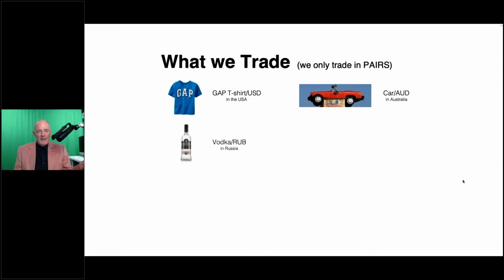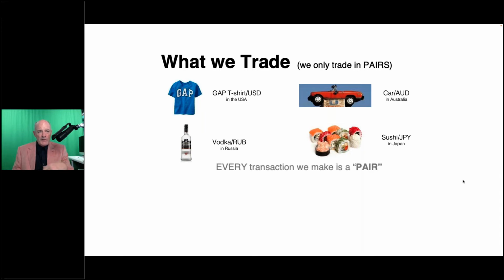So if you want to buy some vodka in Russia, you're actually buying vodka versus ruble. And we know right now that the ruble is a bit of a roller coaster ride. So I'm sure the price of vodka is fluctuating in Russia right now. In Japan, for example, buying sushi in Japanese yen, again, sounds pretty basic, but it's a pair, and you need to think in pairs all the time, no matter what you're doing. So every transaction we make is a pair. It doesn't matter if you're trading oil or trading gold, which I'm going to be beating that drum about all through this webinar, or especially Forex pairs.